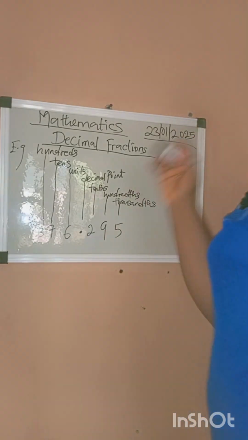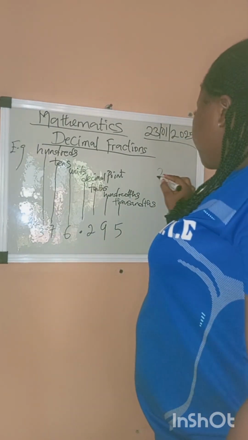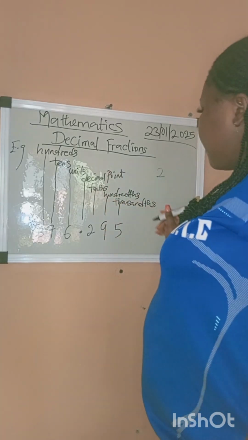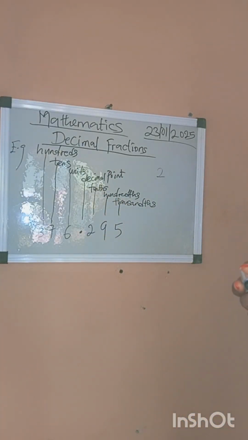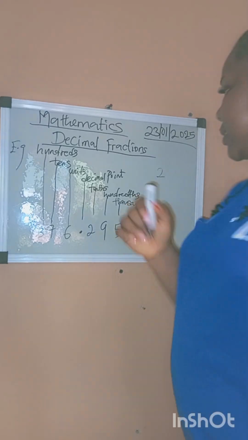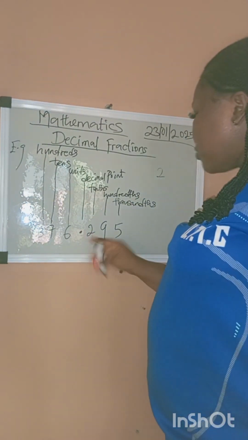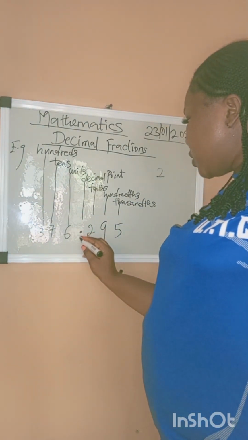Do you get me? So it will be tenth. Are you getting my point? It's tenth. Why is it tenth? From this point we count, because here indicates 1.